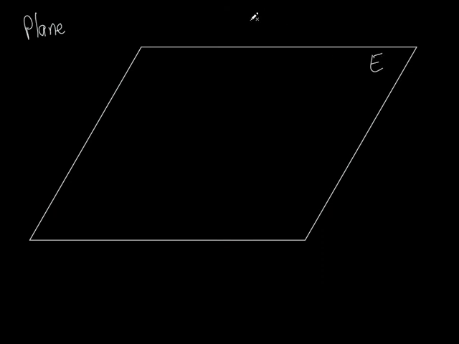Now, there's no symbol. You know how the line had the line symbol over the top of it? On this, you just write the word plane, P-L-A-N-E, plane E. And we always use a capital letter. Don't put a dot there or anything, because that would represent a point. You just put it in one of the corners. You could put it up here, down here, or up here. It doesn't matter which corner you put it in. All right. So we call that plane E. Make sense? All right. So let's keep going.